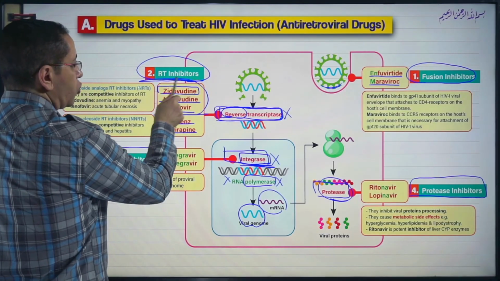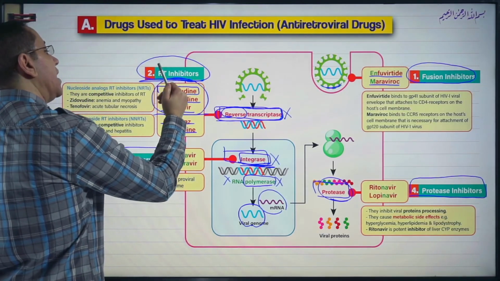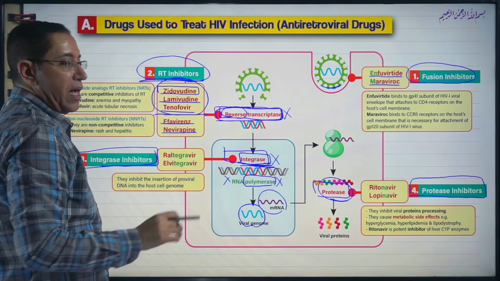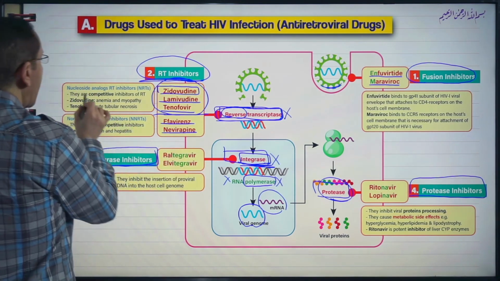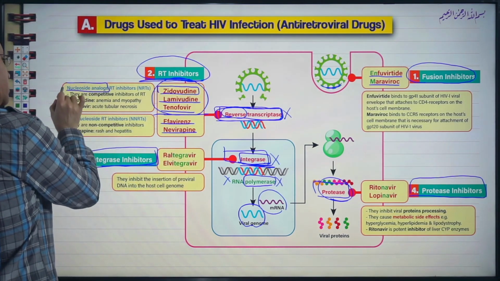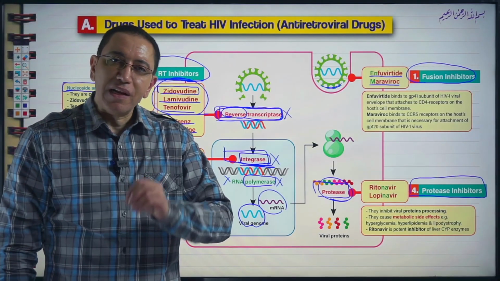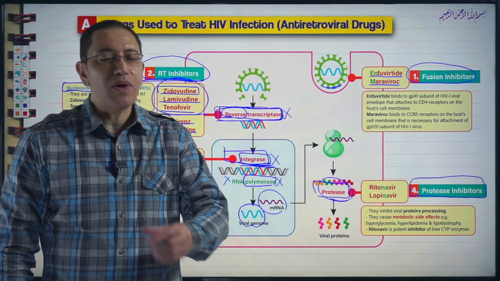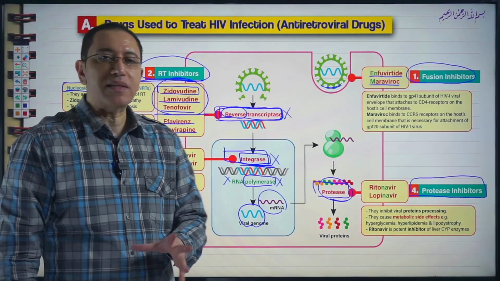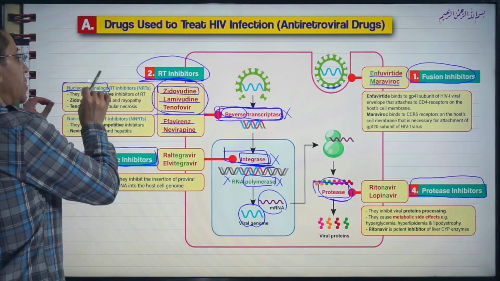Because the 3 up here, which are zidovudine, lamivudine, and tenofovir, their structure is composed of nucleoside analogues. Nucleoside analogues were explained in detail regarding their chemistry, functions, and so on, all in the past video. If you don't remember, go back to the previous video and revise what nucleoside analog means.